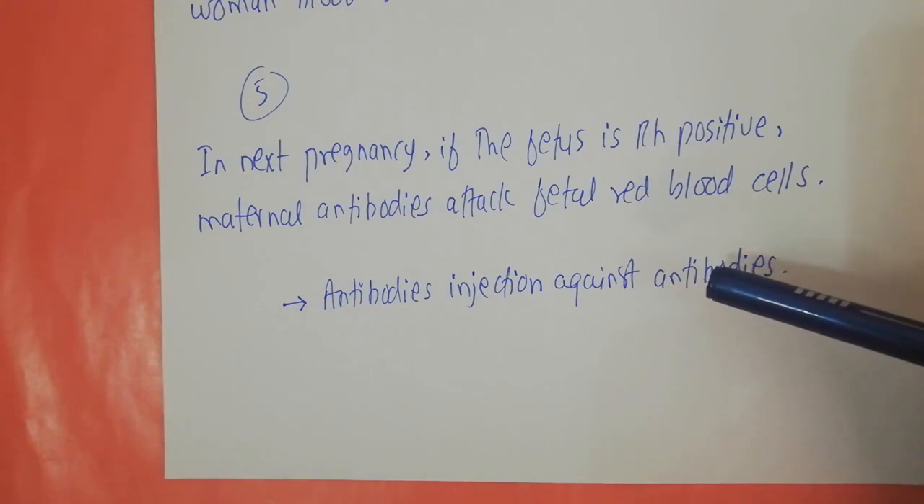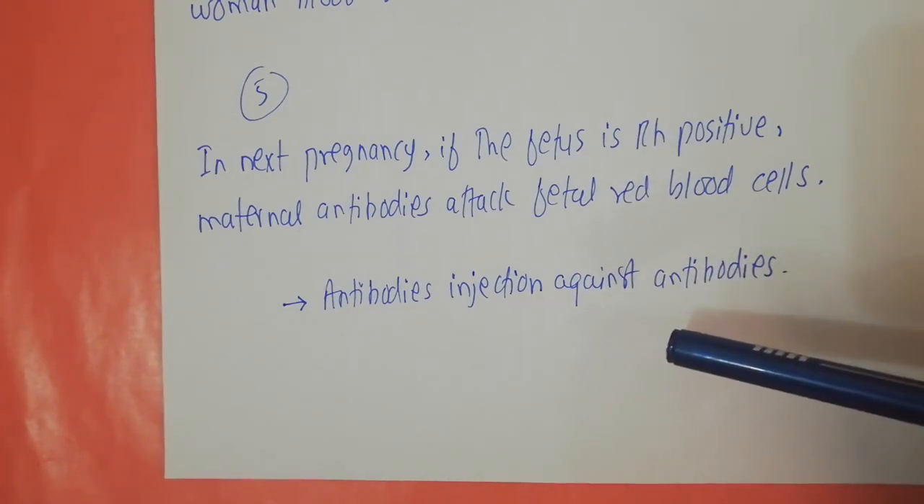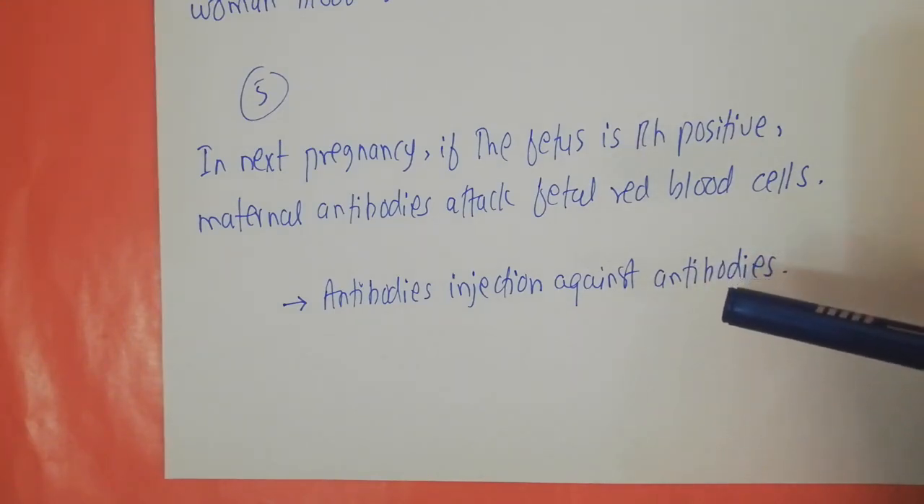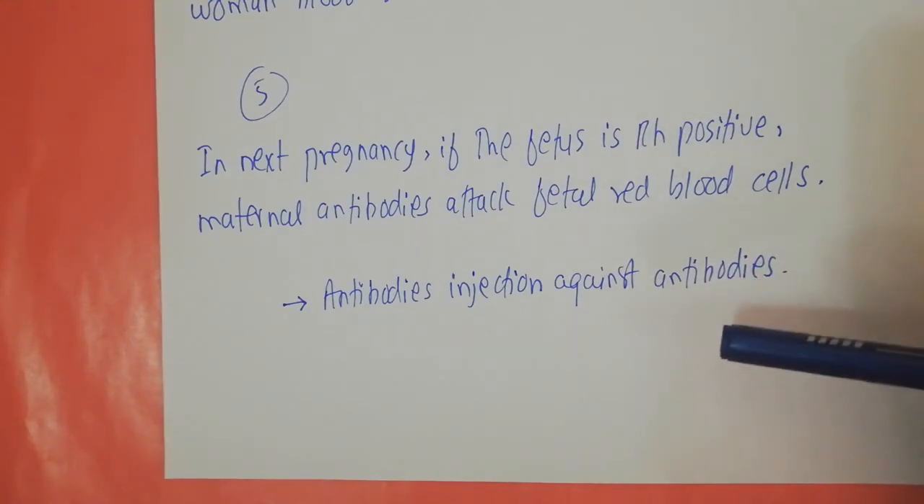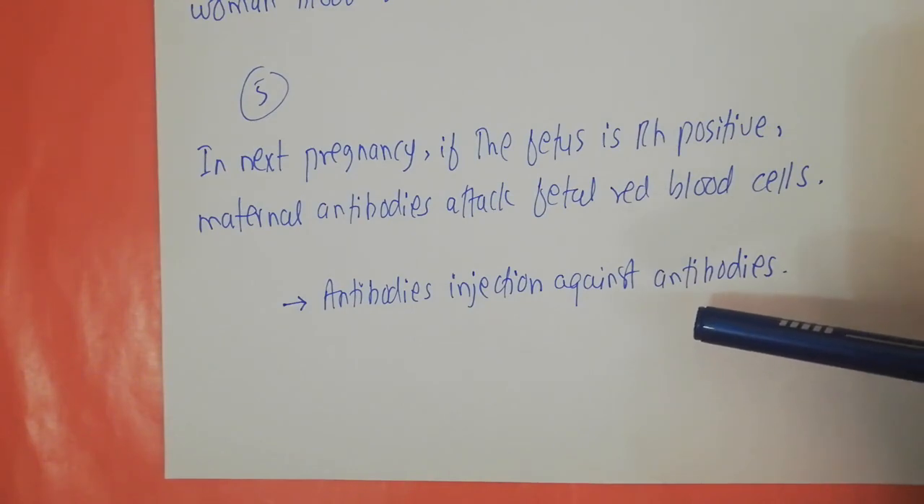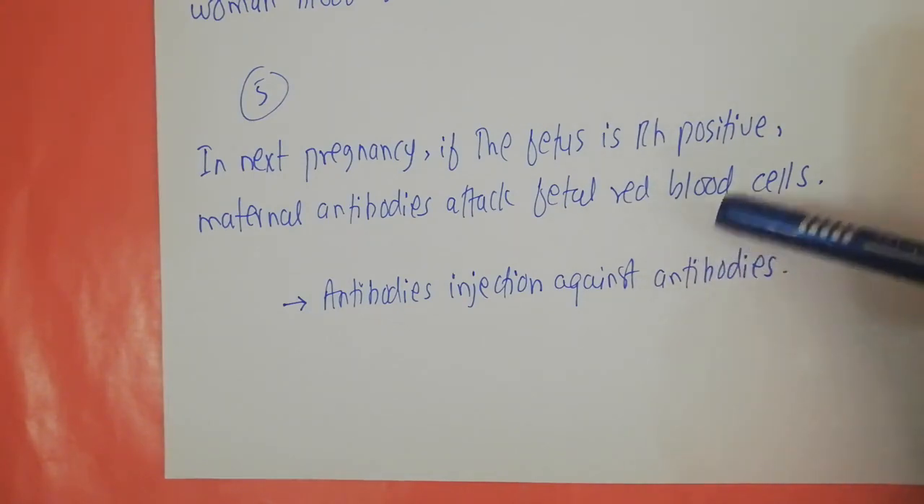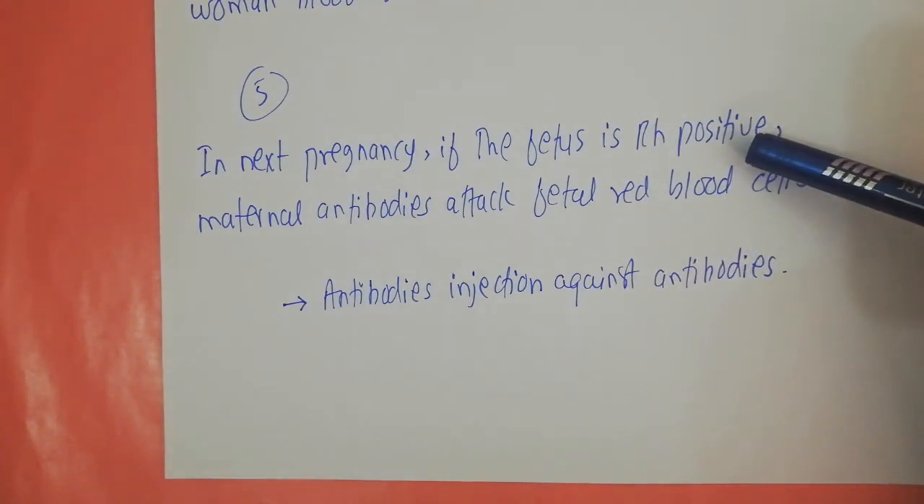But in developing countries, this is still a problem, because a couple has one normal child, and all the subsequent pregnancies are not normal. The fetus is actually attacked by the Rh positive antibodies of the mother.